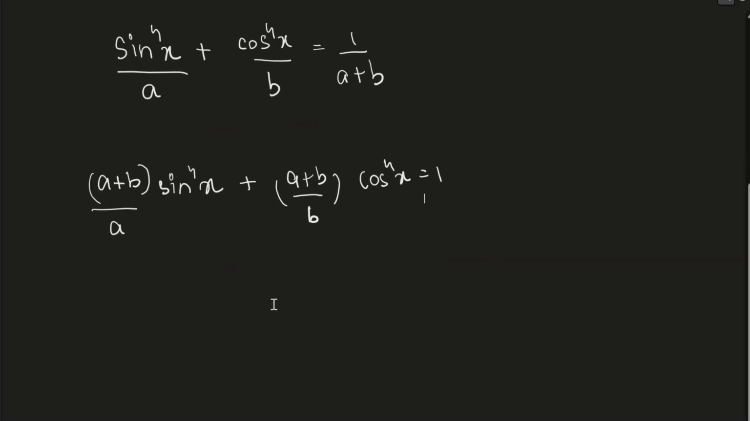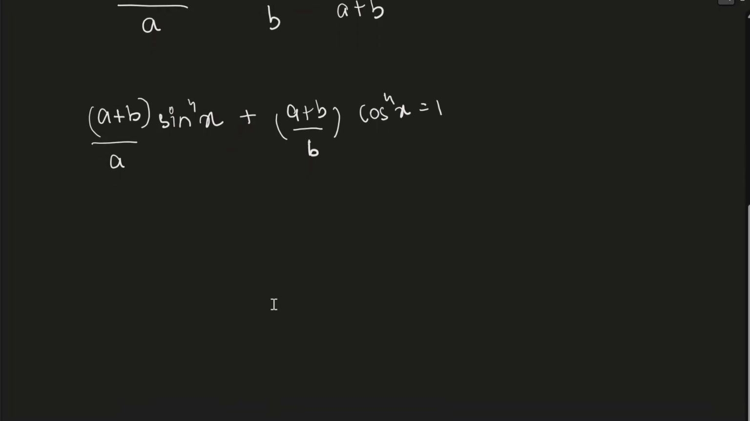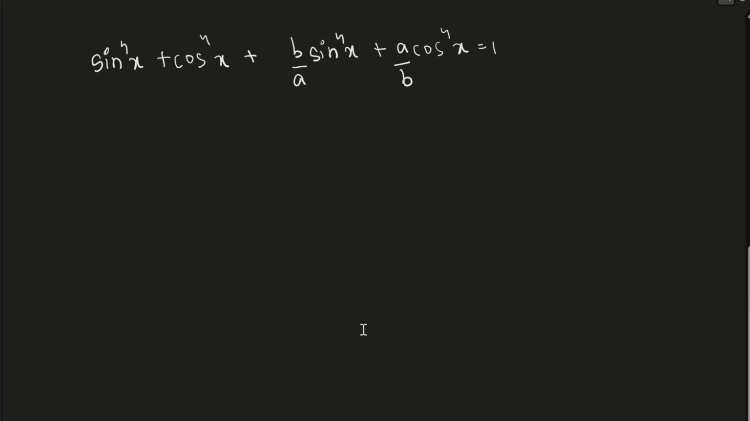Now here we'll try to create sine to the power 4x and cos to the power 4x. So if we simplify these two terms further, we'll get something like sine to the power 4x plus cos to the power 4x plus b by a sine to the power 4x plus a by b cos to the power 4x. Now we'll always try to create a whole square term to make things easier.